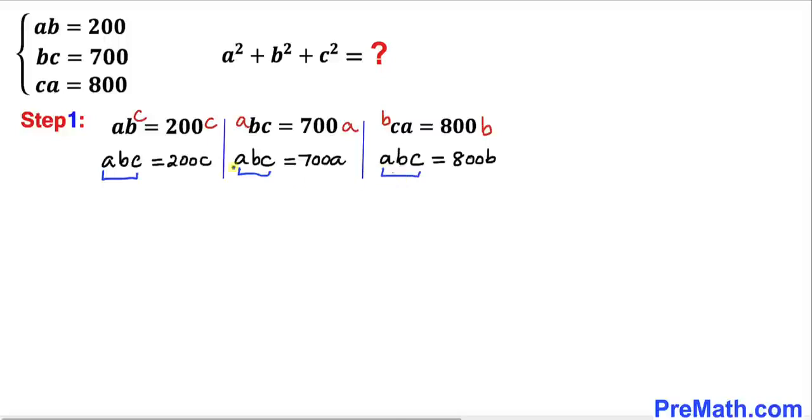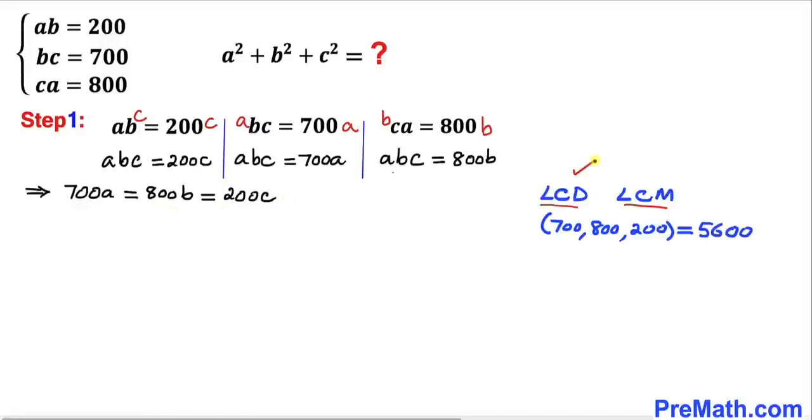And now we can see that ABC is the same for all these three equations. And if we compare all these, we can equate all these three equations as well. So therefore, we can write this one as 700A equals, then this one, 800B equals 200C.